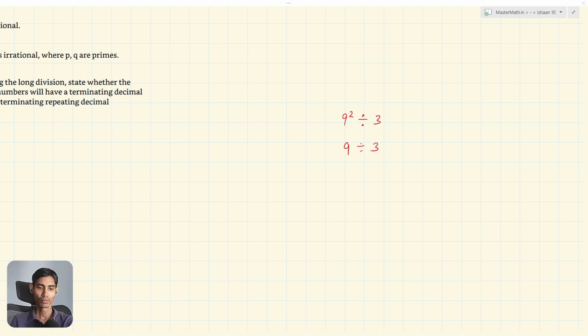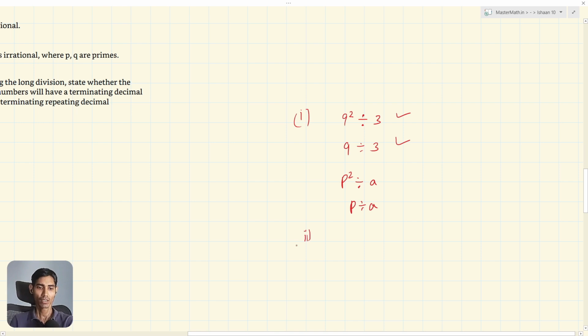Is that true? Yes, sir, because 18 is divisible by 3. So if p square is divisible by a number a, p is also divisible by a. This is the first thing.